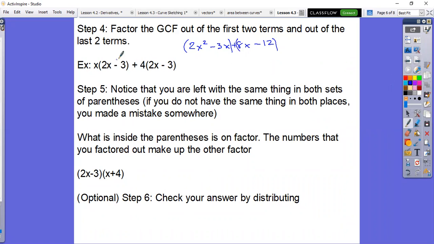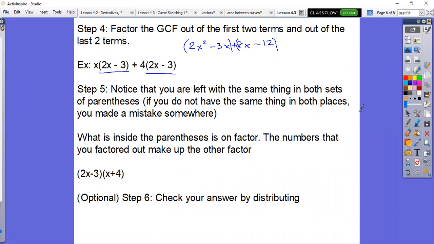Your goal here is to be left with the same thing in both sets of parentheses. Because if I have the same thing in both sets of parentheses, then what I can do now is factor this out of both terms, 2x minus 3, and then what is outside the parentheses, x plus 4, would be the other factor.